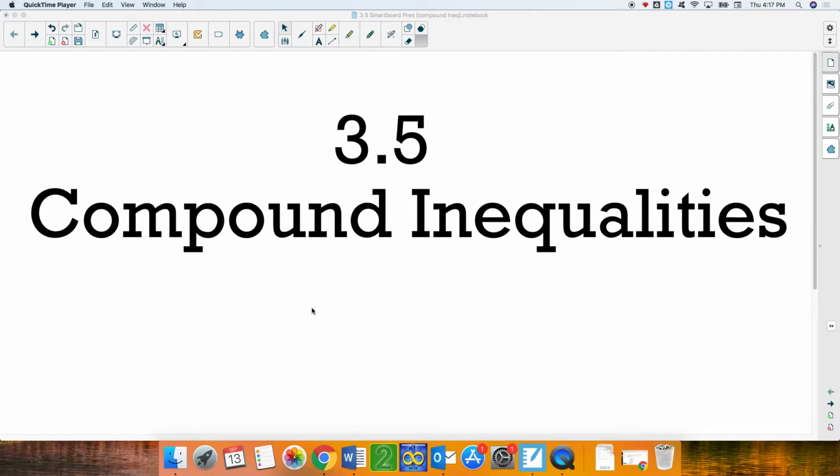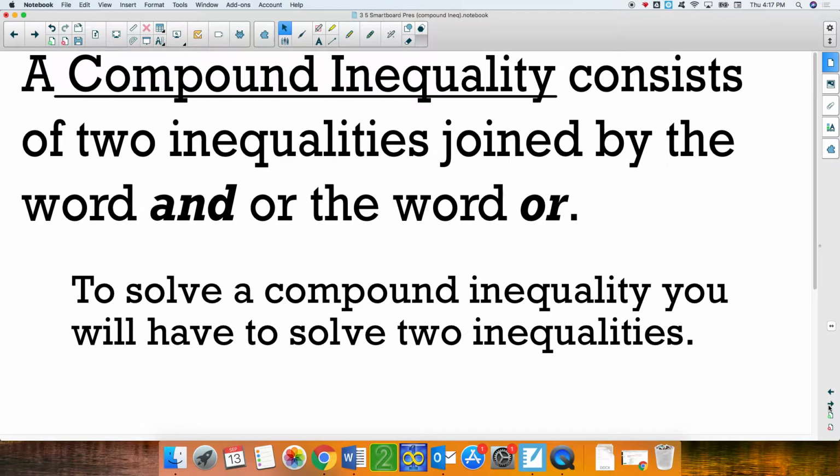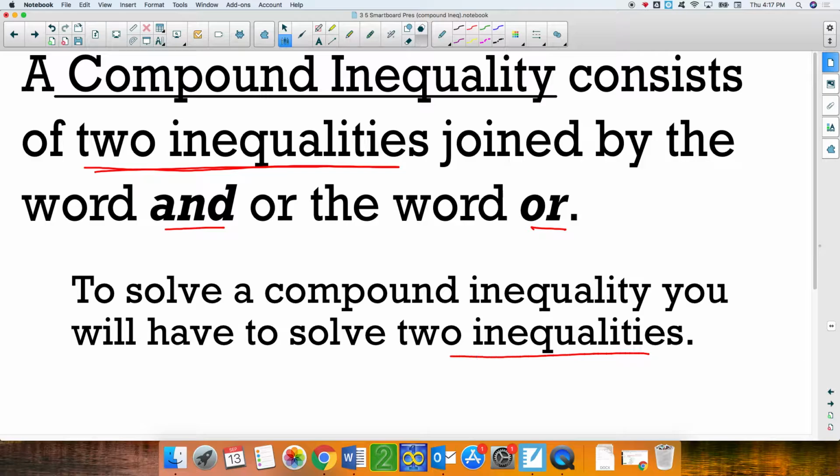3.5 is about compound inequalities. A compound inequality consists of two inequalities that are joined by the word and or the word or. To solve a compound inequality, you're going to solve two inequalities. You're going to solve one, and then you're going to solve the other one.